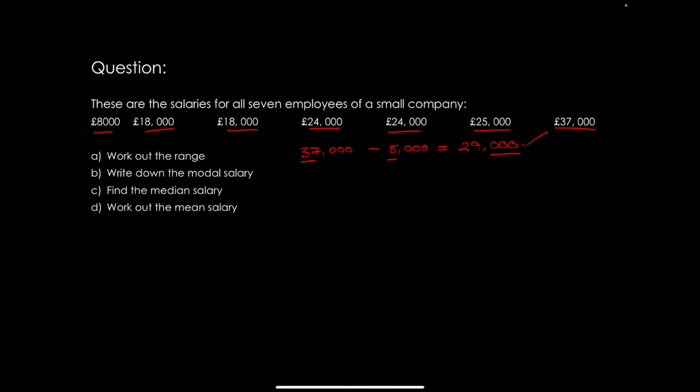The modal salary, meaning the mode, and I've already mentioned that there could be two. The common numbers are 18,000 and 24,000. They both appear twice. So the modal salary is £18,000. Sorry, we should really put our pound sign, shouldn't we? And £24,000. So that's the mode.